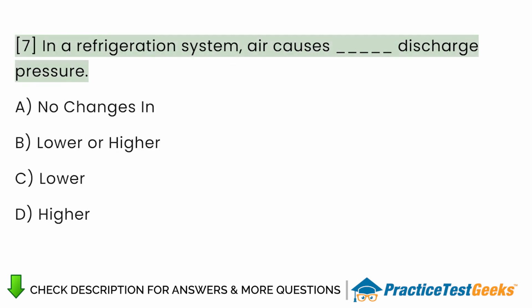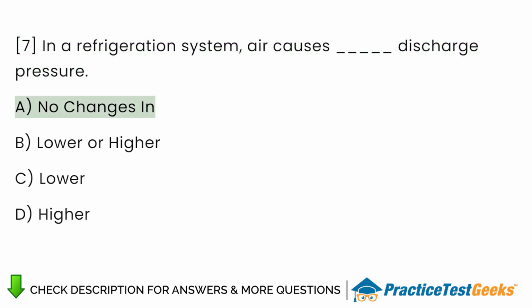In a refrigeration system, air causes discharge pressure: A. No changes in. B. Lower or higher. C. Lower. D. Higher.